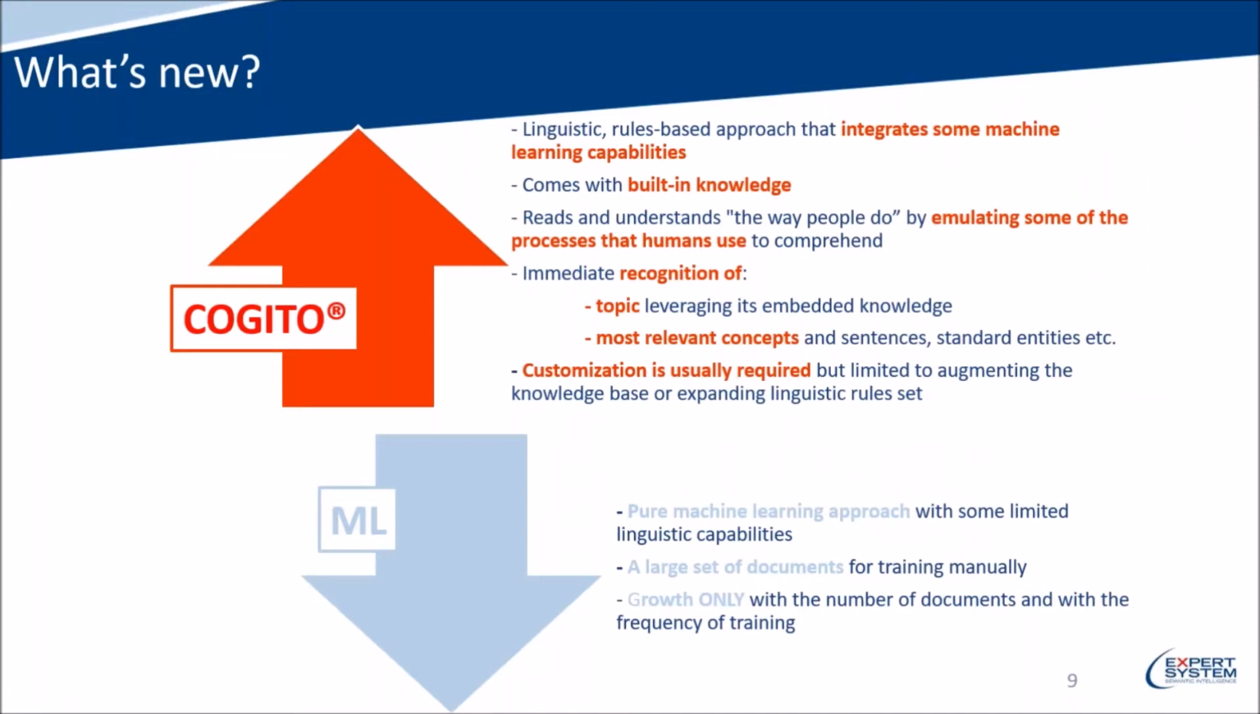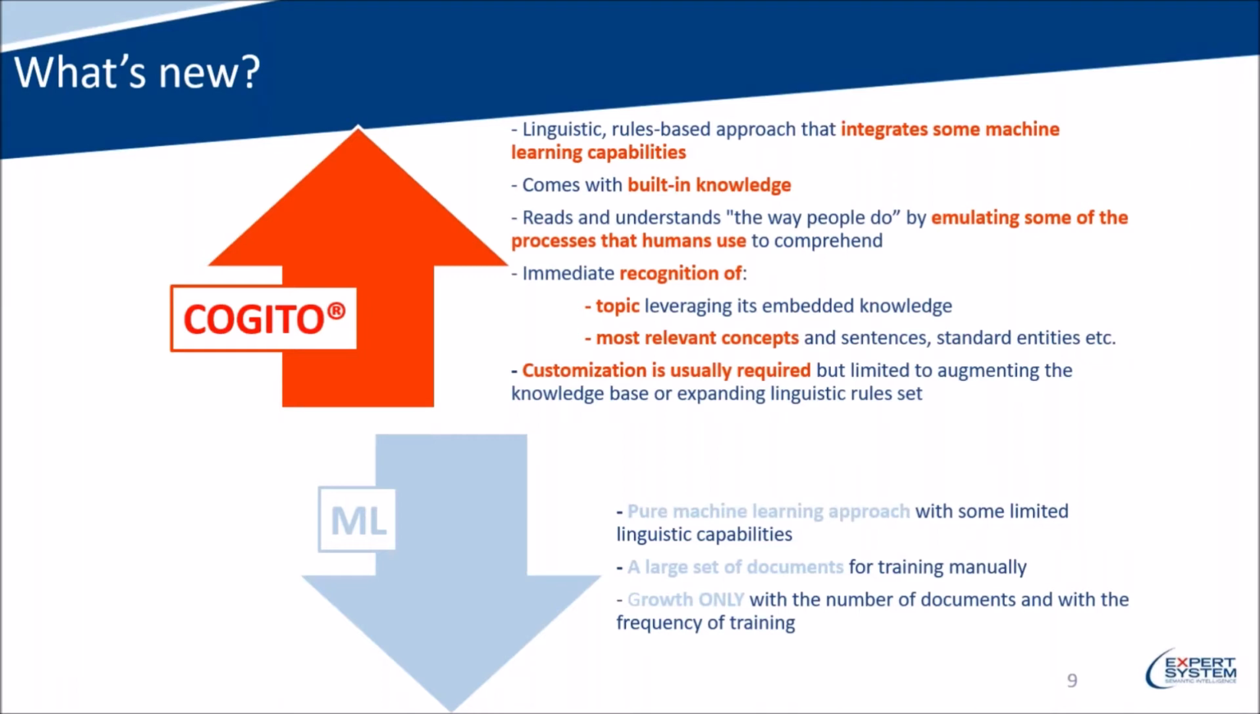And what is new? Customers choose Cogito as a first option with respect to other technologies such as the pure machine learning approach. The pure machine learning approach has limited linguistic capabilities and needs a lot of documents for training, and any change requires training the system again. Cogito is a linguistic rule-based approach and comes with a base of knowledge. So Cogito is able to understand and read text as people do.